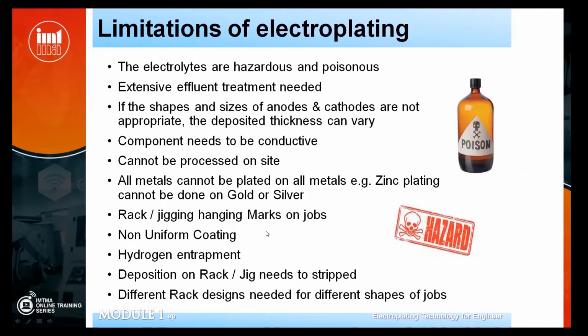Limitations of electroplating: the electrolytes are hazardous and poisonous. Extensive effluent treatment is needed, and that is the basic very big problem as far as the plating shops are concerned. If the shapes and sizes of anodes and cathodes are not appropriate, that is the surface area of anode and surface area of cathode are not appropriate, not calculated, the deposited thickness can vary.